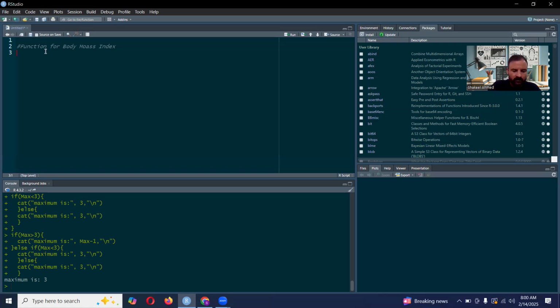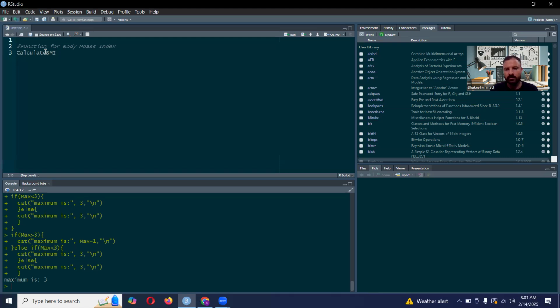So we create a function. I will call it, for example, calculate BMI. I will just name this function. This is the name of your function. As you see in the different built-in functions in R, for example, for computing the mean, you need to write mean. That is also a function already established in R.